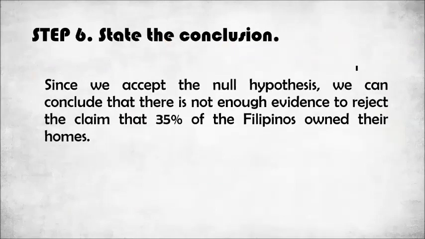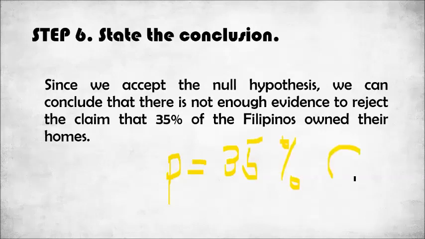Since we accept the null hypothesis, we can conclude that there is not enough evidence to reject the claim that 35% of the Filipinos own their homes. Remember, ang ating hypothesis ay population proportion is equal to 35%. And ito rin yung ating claim.